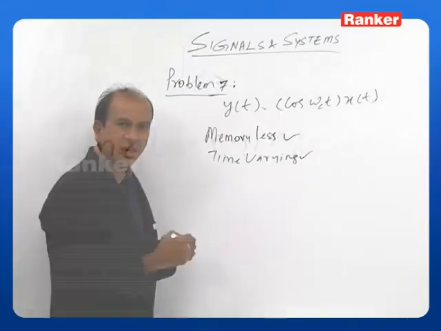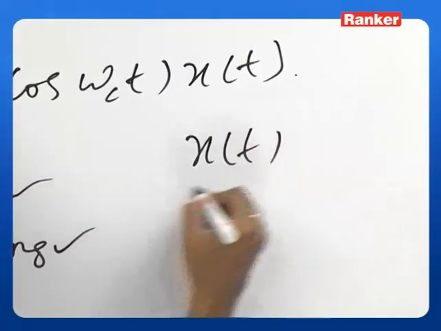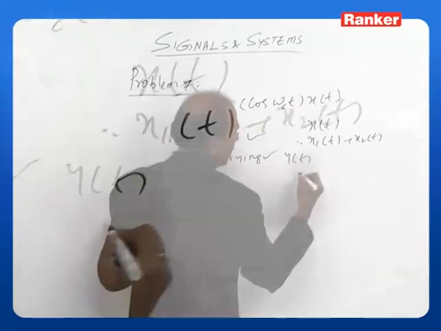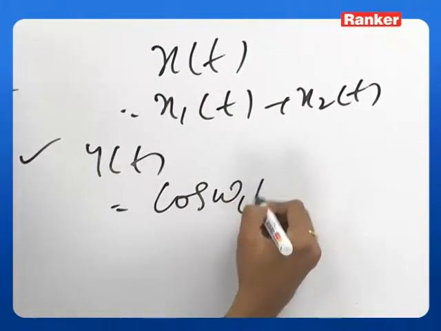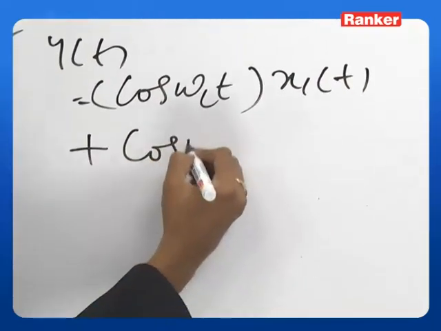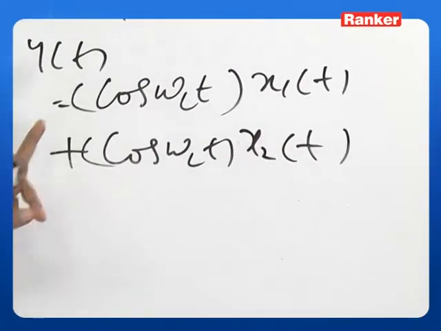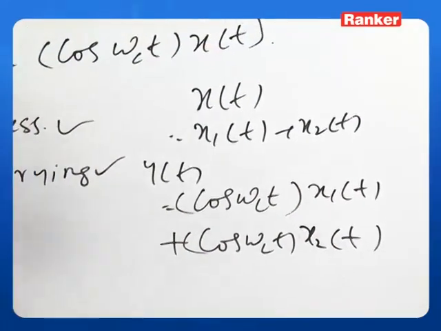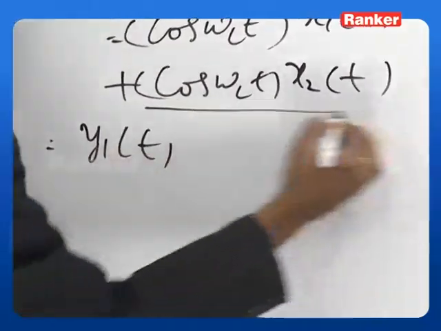So, we have a time varying system. Then we have to see whether it is linear or non-linear. Again for that, let us say x of t is equal to x1 of t plus x2 of t. So, what is y of t? Y of t will be cos omega ct x1 of t plus cos omega ct x2 of t. For this, what is the response? y1 of t. For this, what is the response? y2 of t.